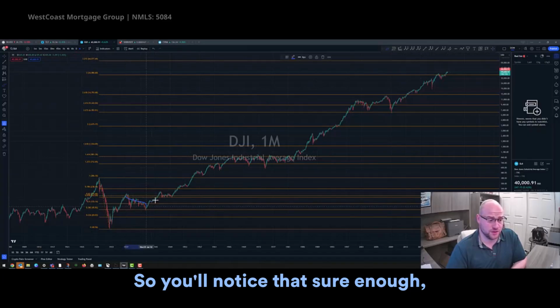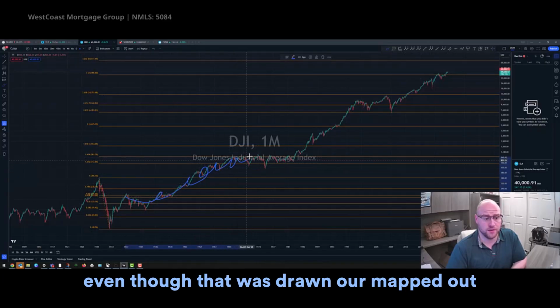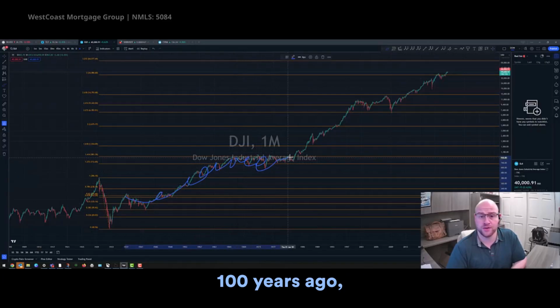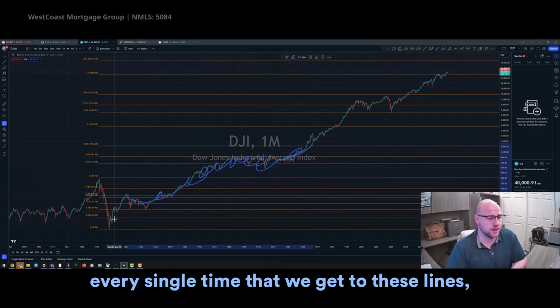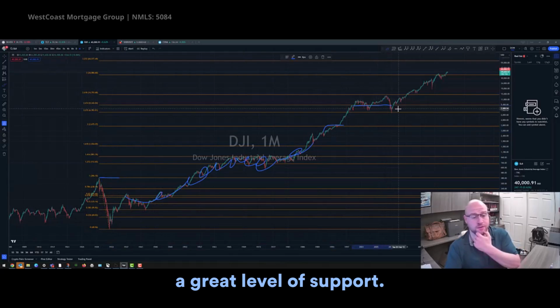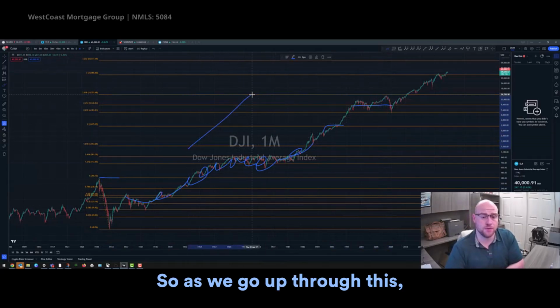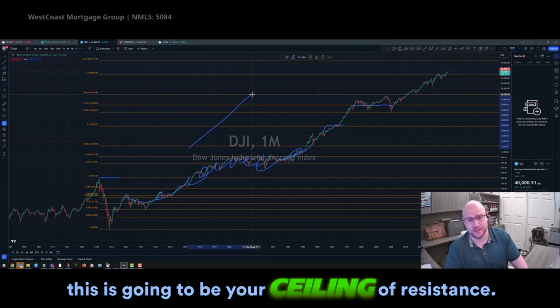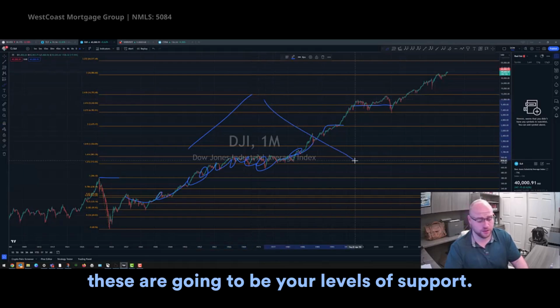So you'll notice that sure enough, even though that was drawn or mapped out nearly 100 years ago, every single time that we get to these lines, we face great resistance, or they act as a great level of support. So as we go up through this, this is going to be your ceilings of resistance, and as we go down, these are going to be your levels of support.